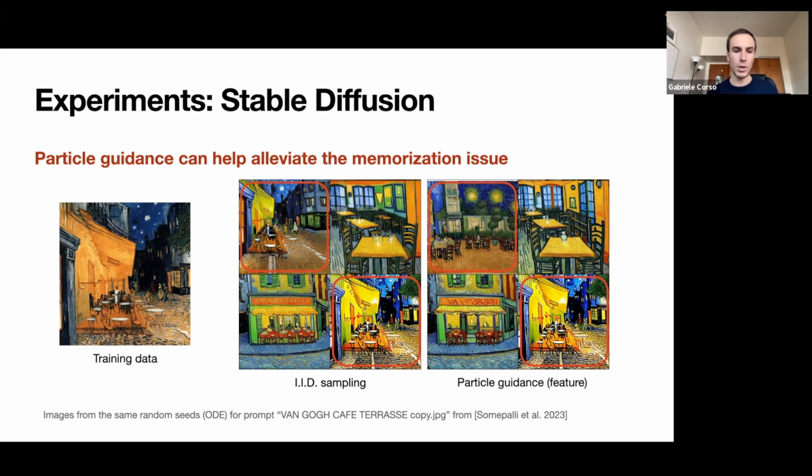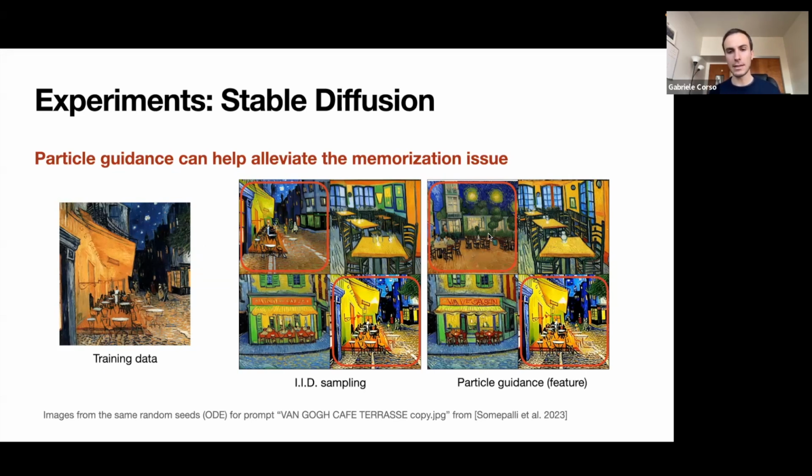So the first one, we use a prompt proposed by Somepalli et al. In this paper, they analyze the memorization issue with stable diffusion and other text-to-image generation models, where they show that a lot of the time they are spitting out just the training data. And you can see this happening here with I.I.D sampling, with this prompt, 2 of the 4 are basically a copy of the original painting in the training data.